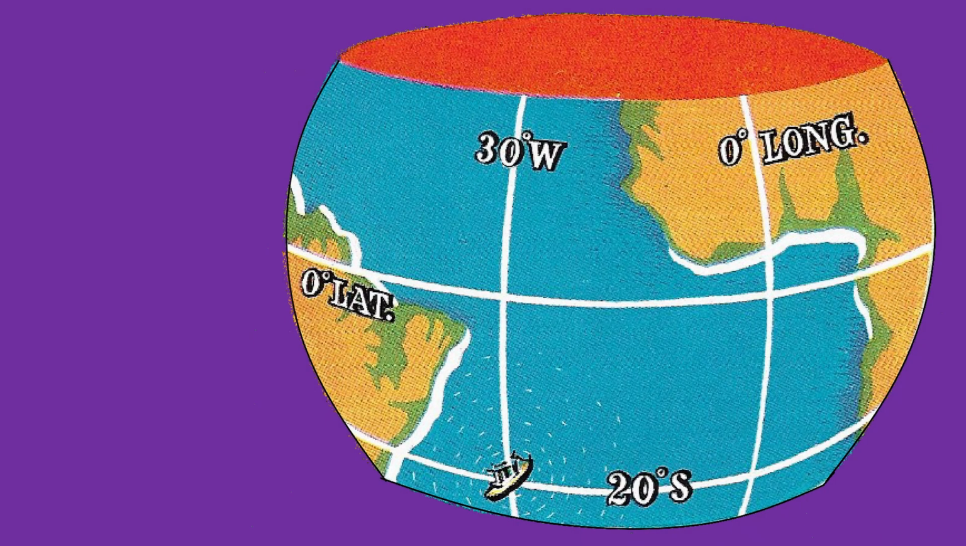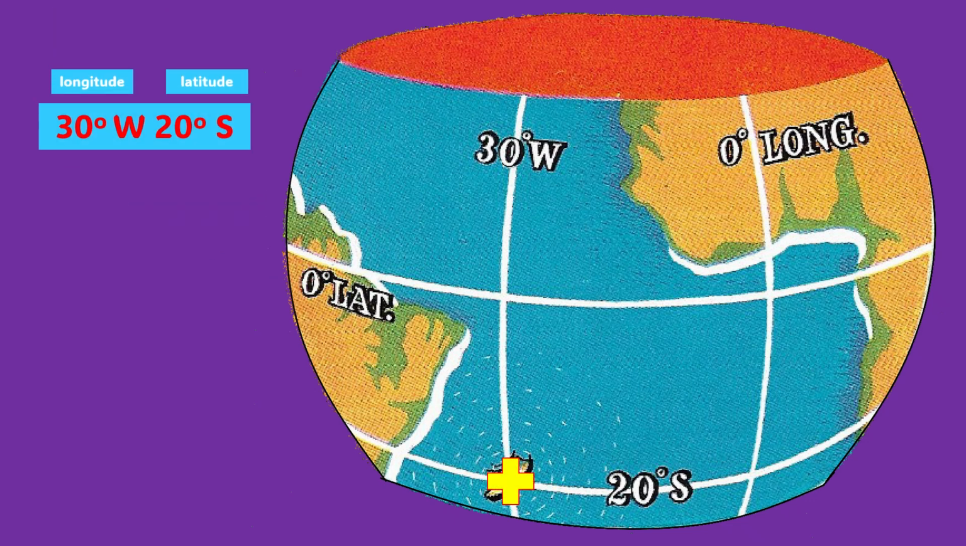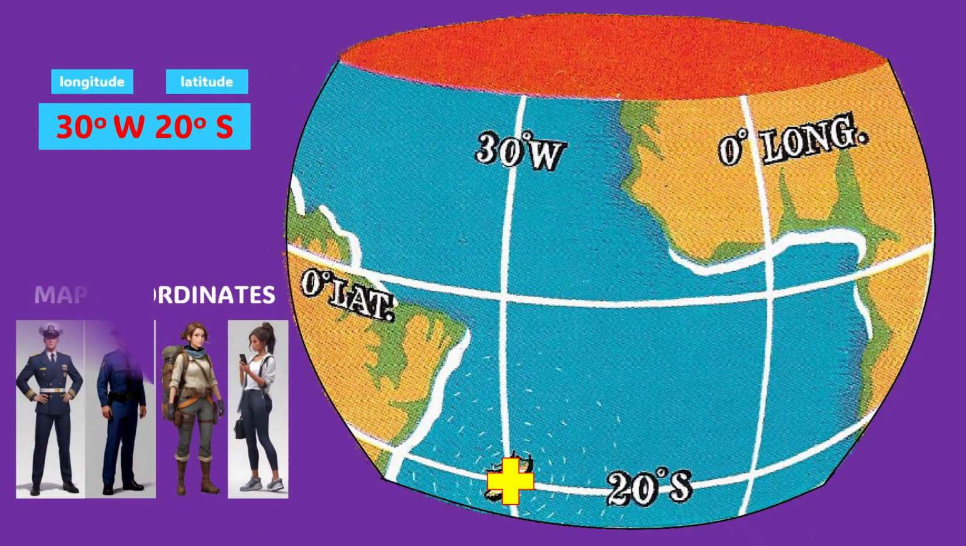You can use the degrees of the lines of latitude and longitude to find the location of a place or object. This ship can be located at 30 degrees west and 20 degrees south. The longitude is always written before the latitude. The lines of longitude and latitude are called coordinates. Map coordinates are very important. They are used by sailors, explorers, scientists, and by the GPS such as Google Maps.